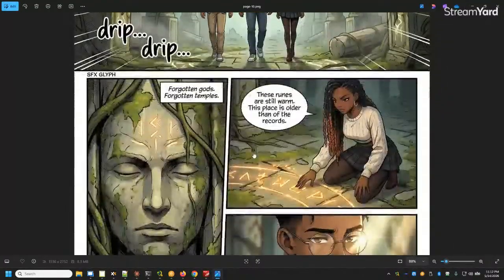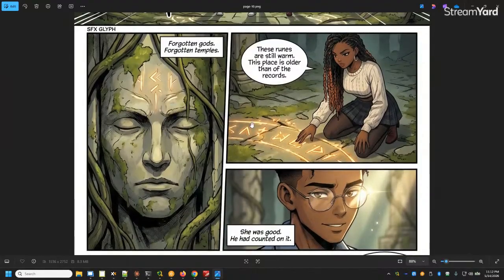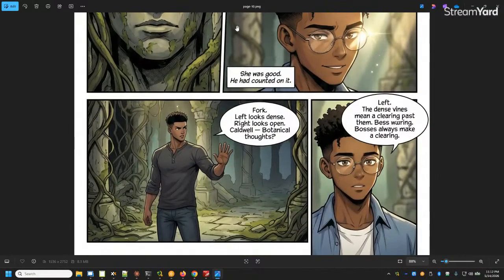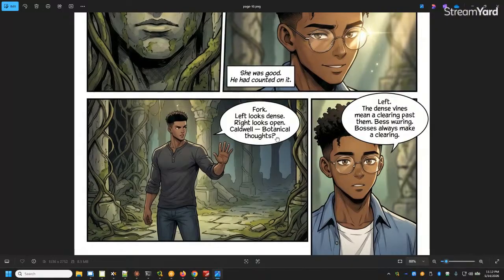All right. And they walk around, forgotten gods, forgotten temples. These rooms are still warm. This place is older than the records. All right. She was good. He had counted on it. Again, I love the lens flare effect there. I love the art just in general.